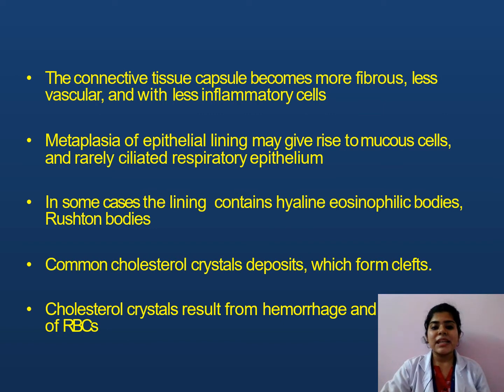In some cases, the lining contains highly eosinophilic bodies and Rushton bodies. Common are cholesterol crystal deposits, which form clefts. Cholesterol crystals result from hemorrhage and from the breakdown of RBCs.